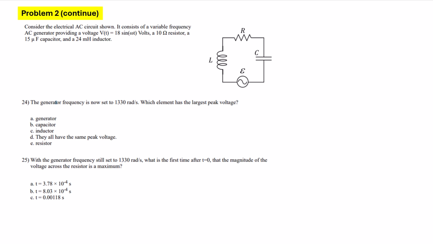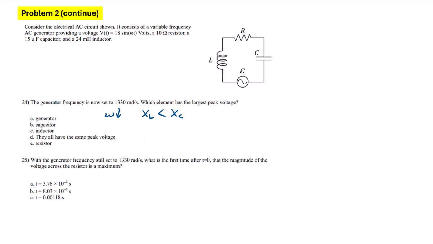All right, next question says the generator frequency is now omega, which is 1330 radians per second. Which element has the largest peak voltage? Well, if omega actually went down from the previous case, you should automatically know that the reactance of the inductor is going to be less than the reactance due to the capacitor, because XL is proportional to omega and XC is proportional to the inverse of omega.